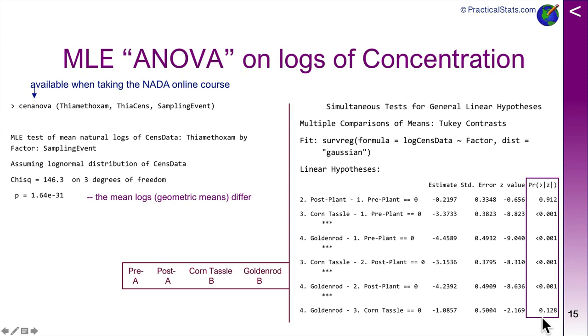So the pattern, this is what I've drawn in. Some software does this, it's not done here, where if it's given the same letter, the means are the same. So pre and post are the same. Corn tassel and goldenrod are the same, but any comparisons across that boundary are different. And that's a lot like what we saw with the box plots.